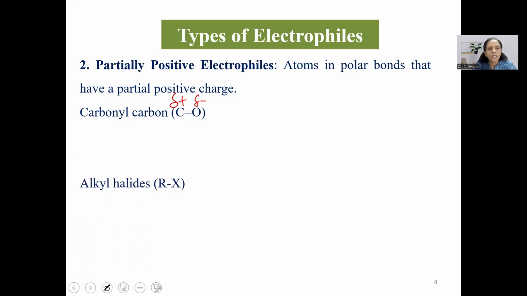The other example is the carbon halogen bond, which is present in alkyl halides. Let us try to understand this bond polarity with an example, methyl chloride. Methyl chloride consists of a carbon chlorine polar bond. Why is this bond known as a polar bond? It is because of the formation of dipoles across the bond, because this particular bond is shared between two different atoms, atoms which have differences in their electronegativity.